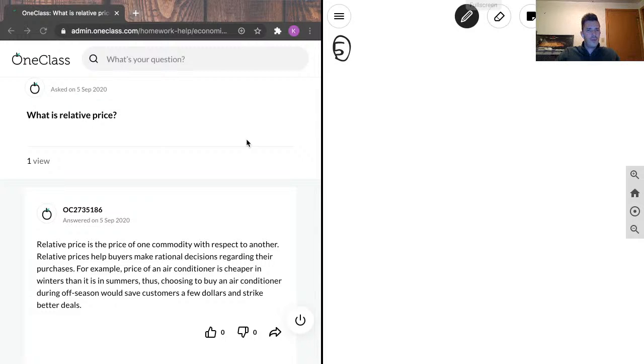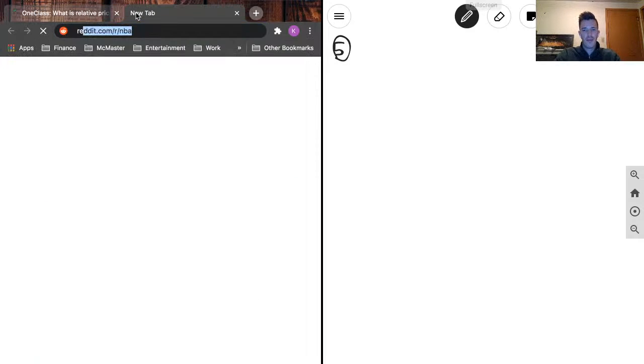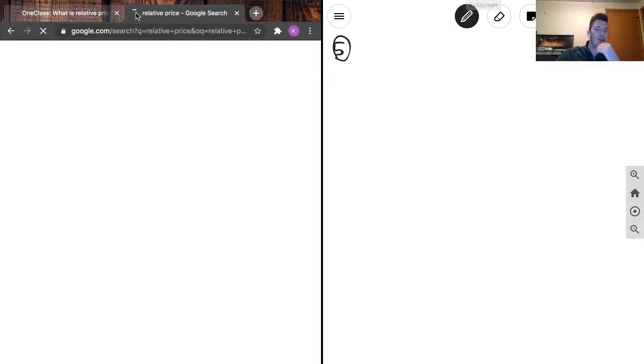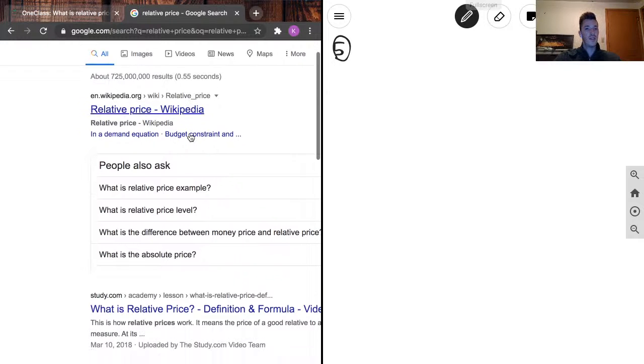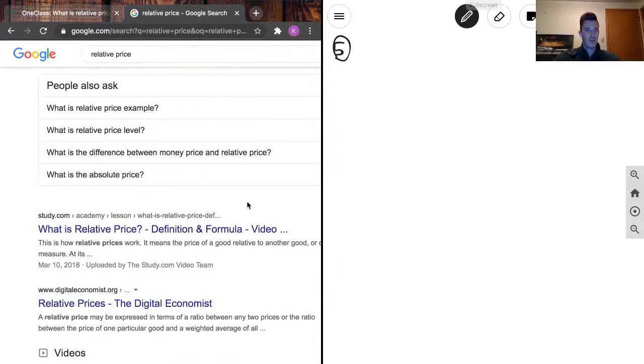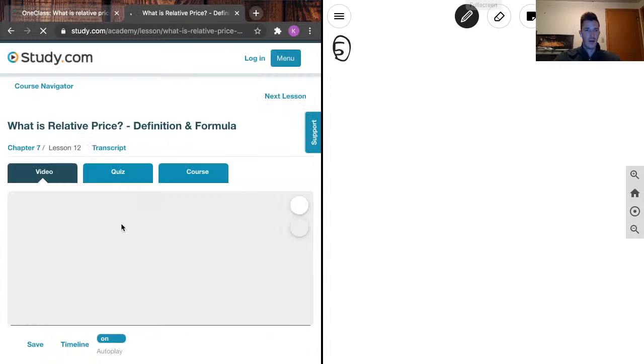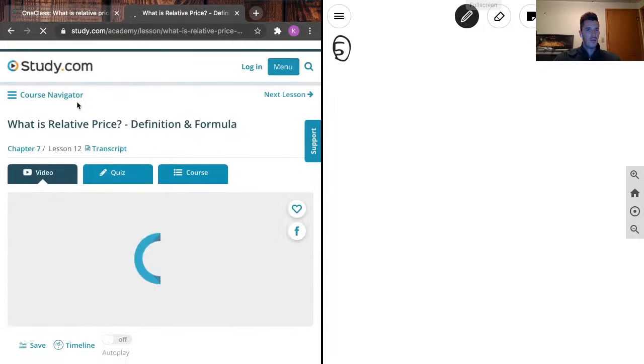Let's look it up, because I think of relative price as the price of one good relative to another, of course. So say you're in the market for a new computer. The price of a new computer relative to the price of an orange, the computer is much, much more expensive. Of course, the price of one computer relative to another computer will be closer, and your decision making should be based on relative prices. But let's look it up and make sure I'm leading you guys in the right direction.